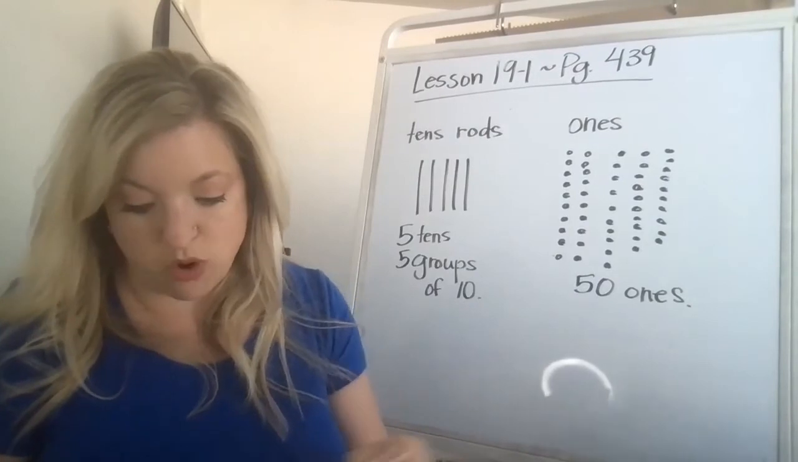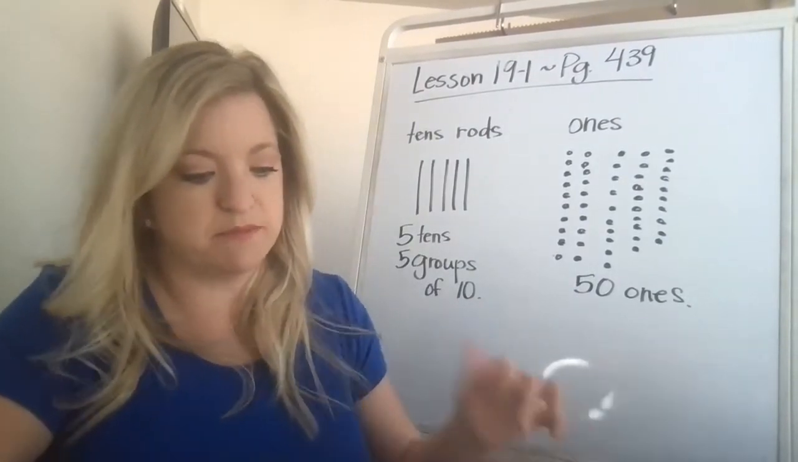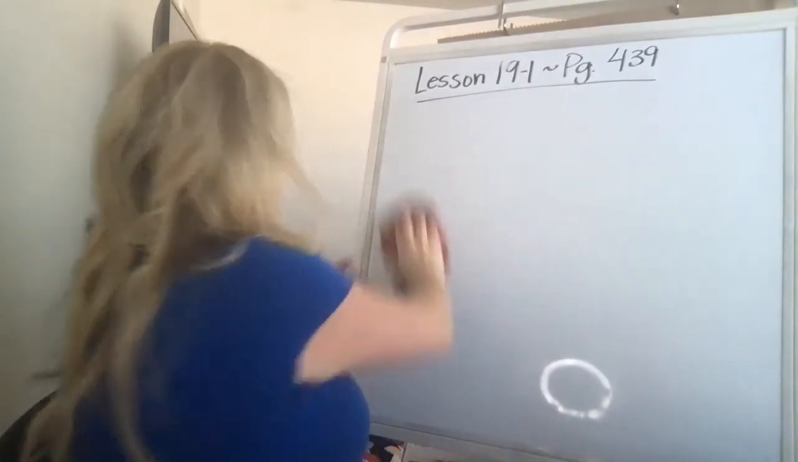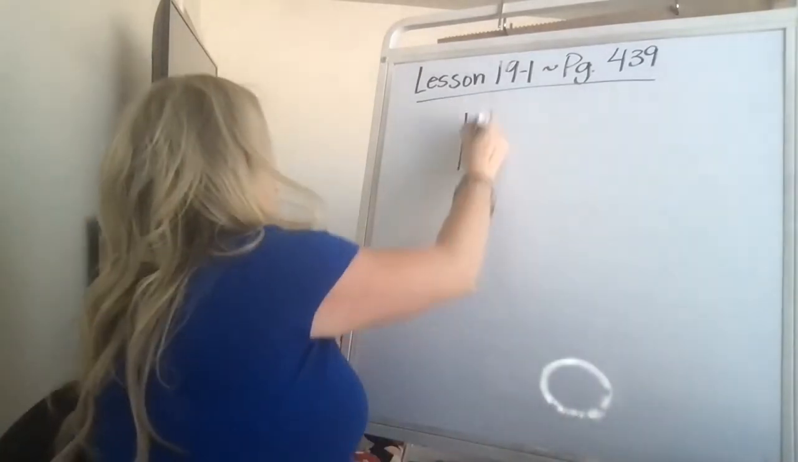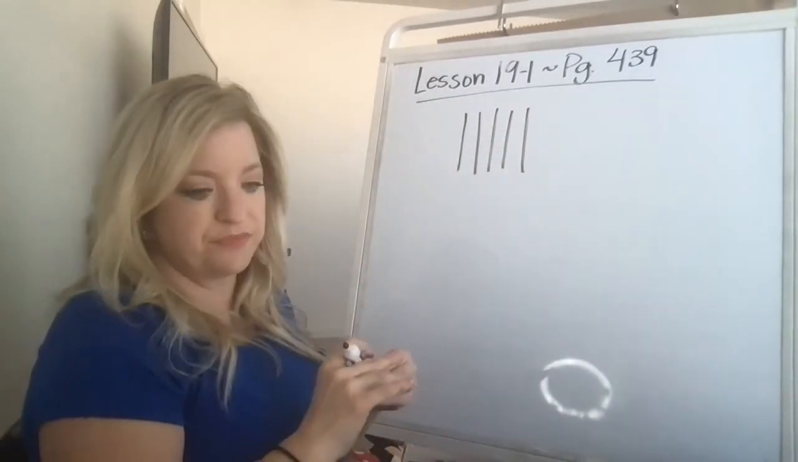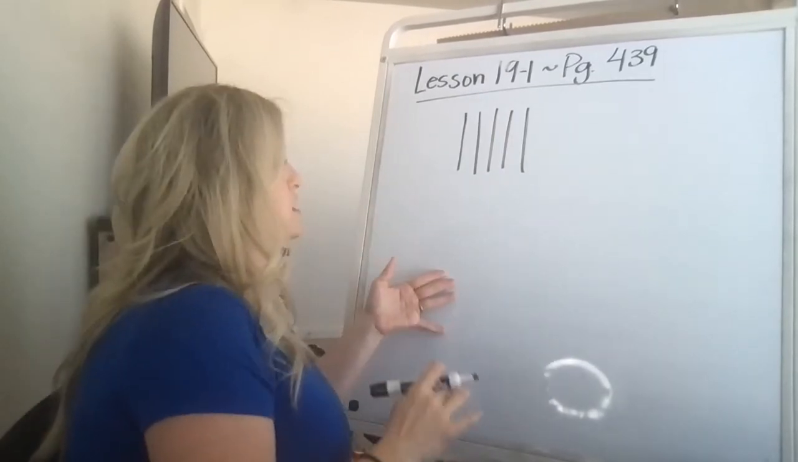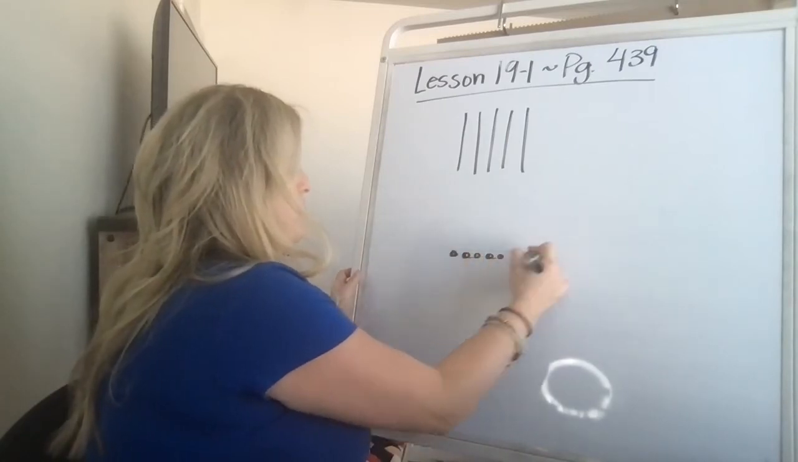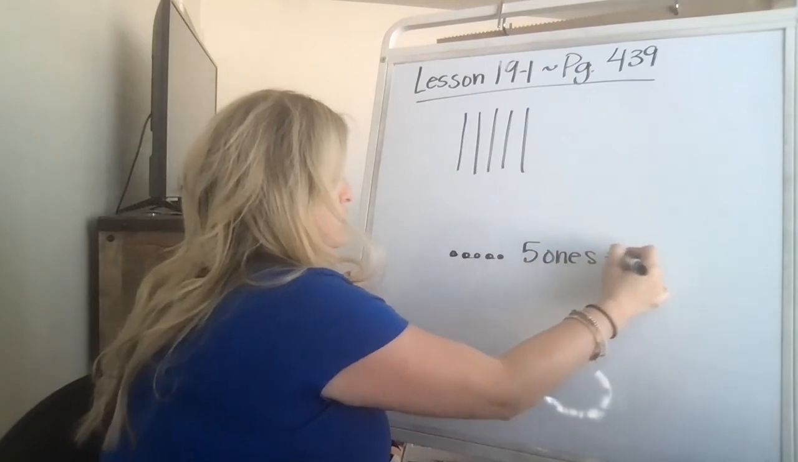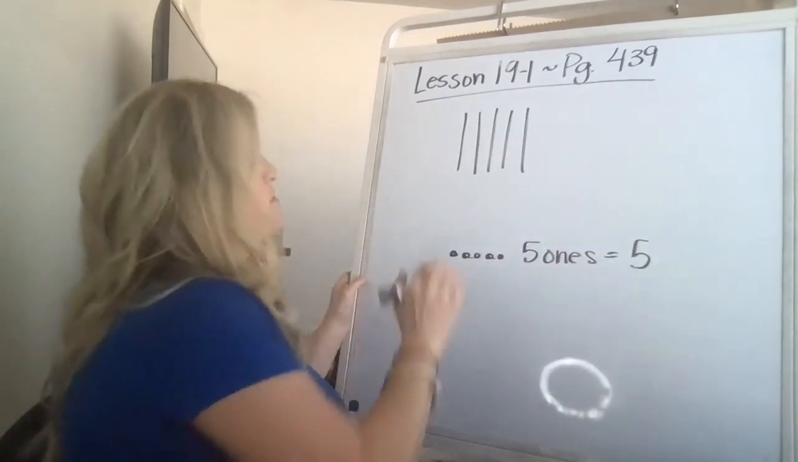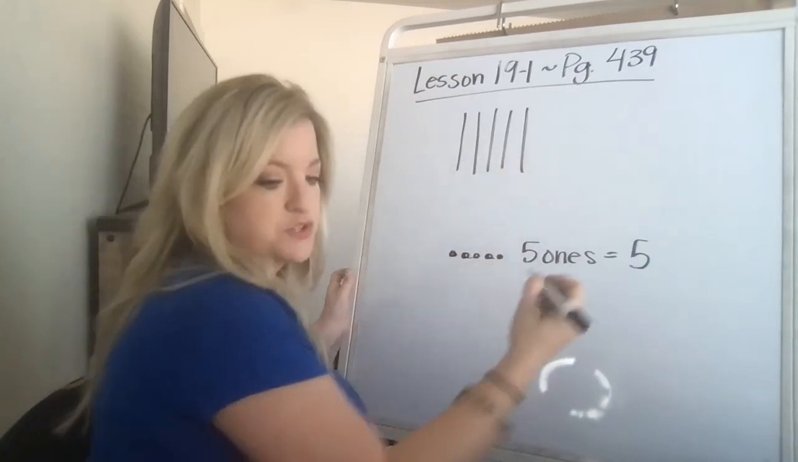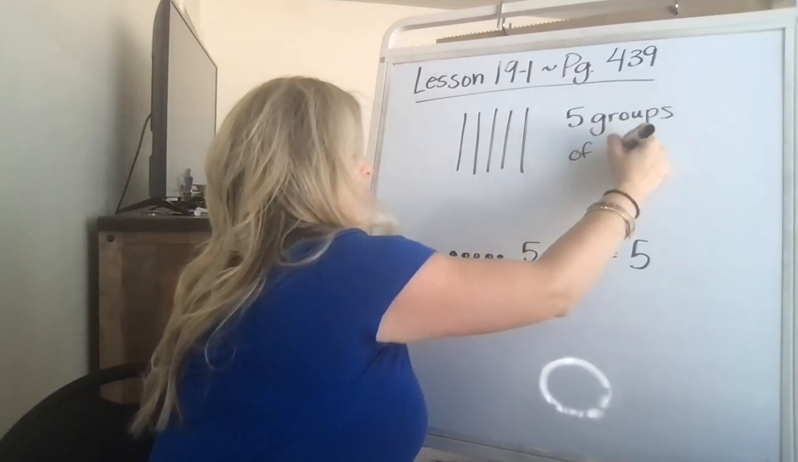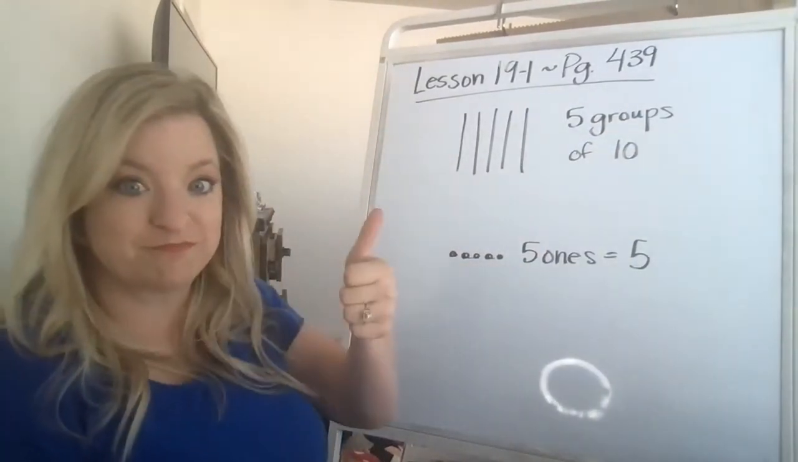All right, on page 442, circle the name that means the same as 5 tens. So if you have 5 tens, you have 1, 2, 3, 4, 5 tens. So is it 5 groups of 10 or 5 ones? Well, nowhere in here do I have 5 ones because that would be 1, 2, 3, 4, 5. 5 ones equals 5. Do I have 5 groups of 10? 1, 2, 3, 4, 5. So the correct answer is 5 groups of 10. Okay. All right.